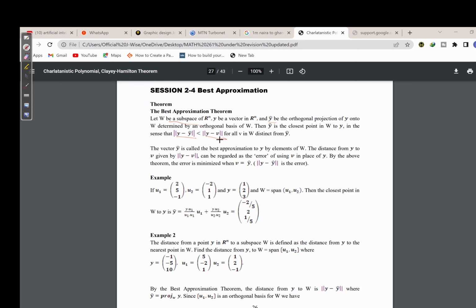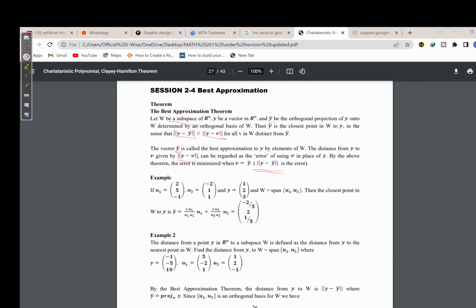Okay, so now, best approximation. You see the y hat, which is the orthogonal projection of y onto W, is called the best approximation to y by elements in W. And the distance from y to v can be regarded as the error of using v in place of y. So we have to minimize error. When we minimize error, we set v to the best approximation, which is y hat, and the error is given by the distance between y and the closest point in W, which is the best approximation.